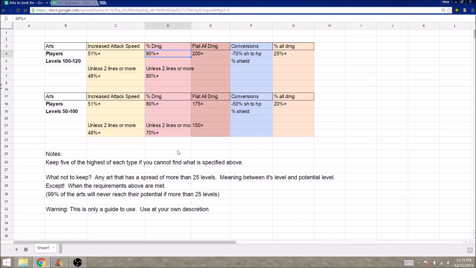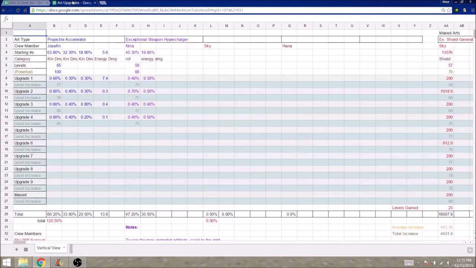But the reason why I say it's your call is because you might feel a little bit different. You might go with the luck. The reason why is 99% of the arts will never reach their potential if they have more than 25 levels between its base level and its potential level. And I know this because for the last 6 months to a year, I have recorded all of my art upgrades.